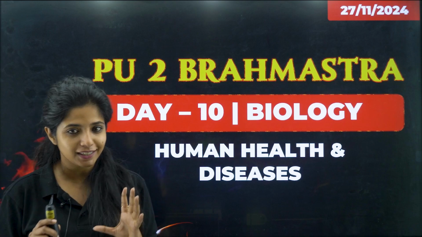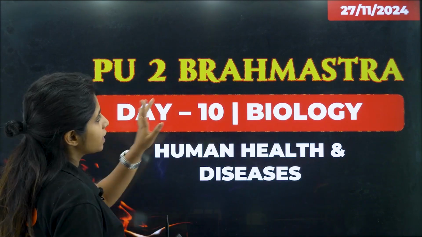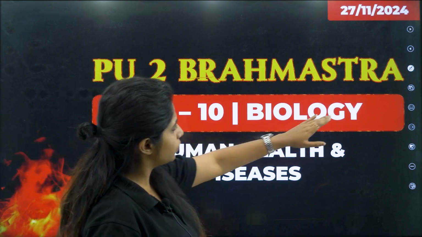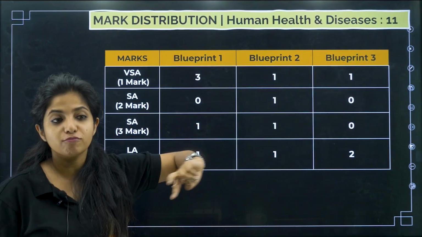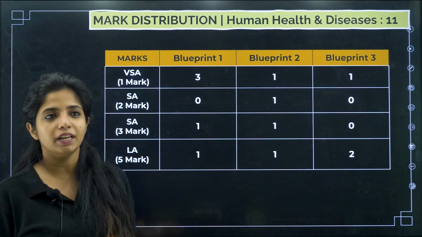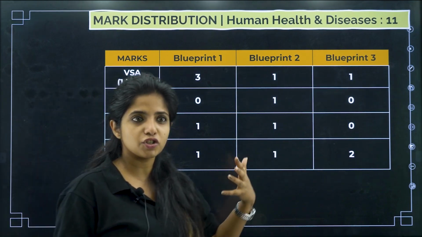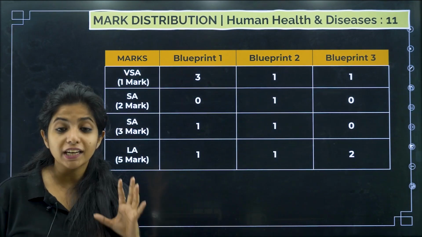Today we are going to talk about biology, and the chapter's name is Human Health and Diseases. Why did ma'am choose this chapter? Because it carries 11 marks for your PU2 board exam, just after Molecular Basis of Inheritance and Principles of Inheritance and Variation, which carries 13 marks. Over here we have an 11 marker chapter.